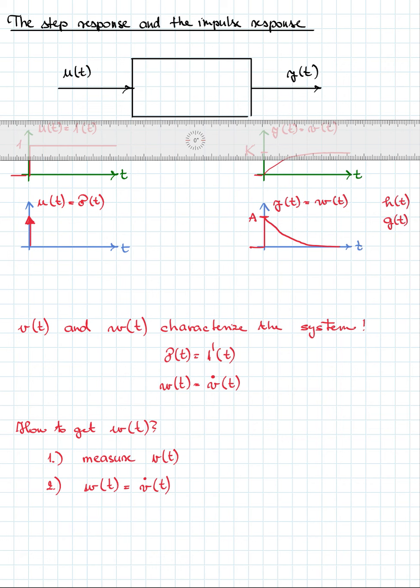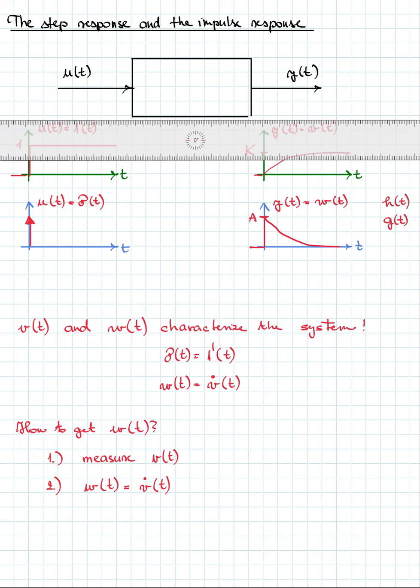In system analysis, there are two response functions of a system which are very, very important. The first one is the step response, and the second is the impulse response. So let's define these two response functions. The definition is very simple. We have got a system with input u of t and output y of t.